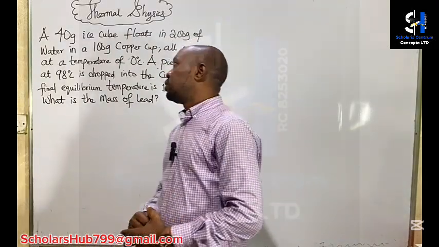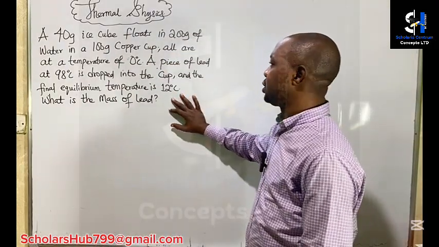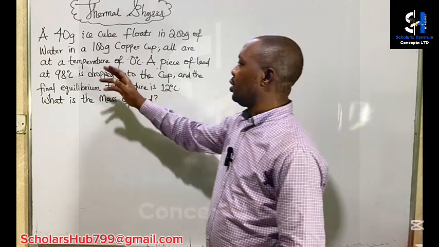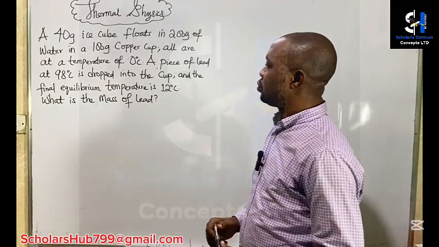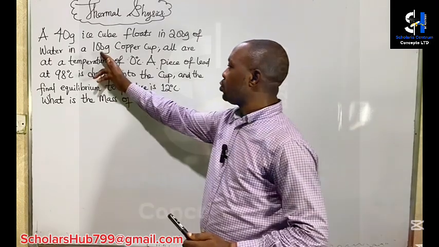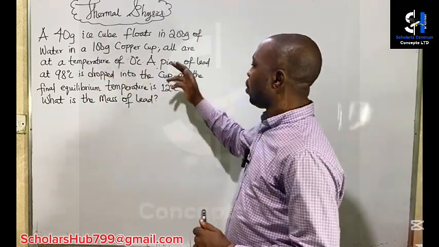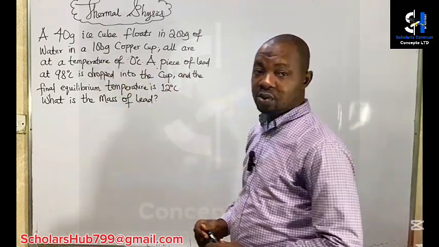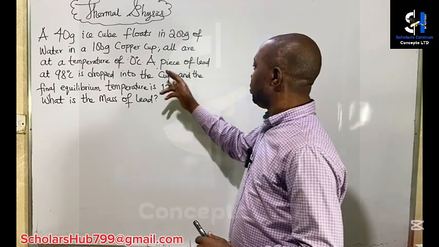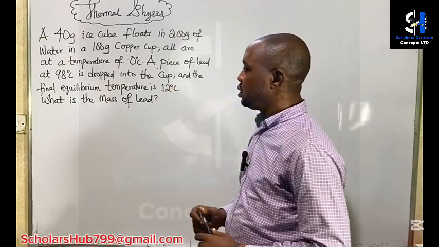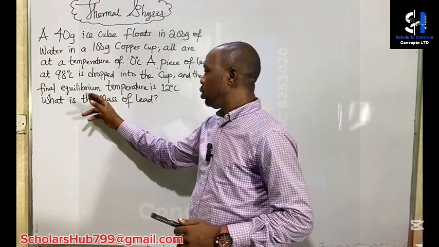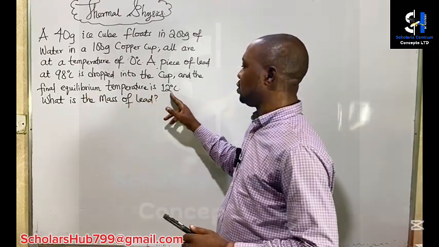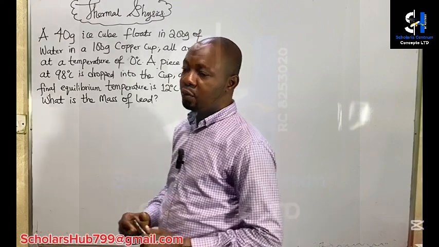Now today we have another question on thermal physics, and the question reads: a 40-gram ice cube floats in 200 grams of water in a 100-gram copper cup. All are at a temperature of 0 degrees Celsius. A piece of lead at 98 degrees Celsius is dropped into the cup, and the final equilibrium temperature is 12 degrees Celsius. What is the mass of the lead?